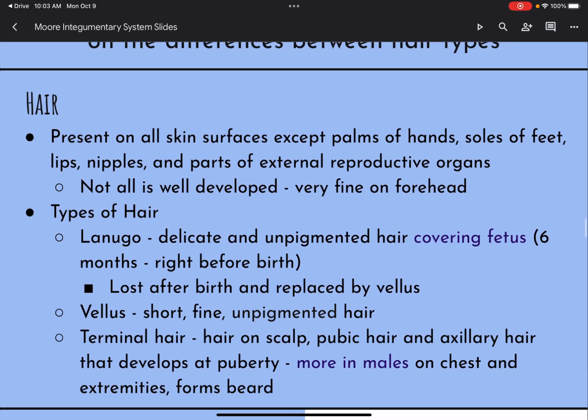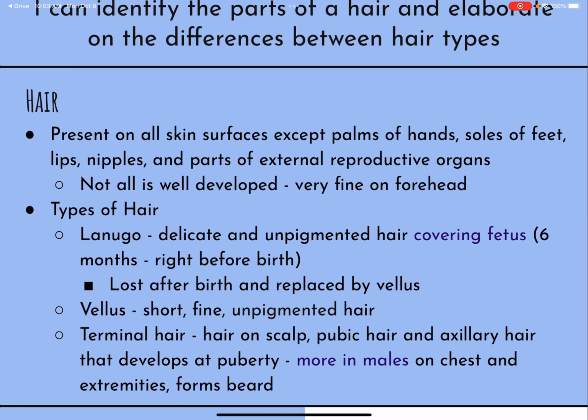So here we see it's going to be present on all surfaces except for just a couple: palms of our hands, soles of our feet, and then some of the external reproductive portions and our lips. You may be thinking, well, I don't have hair on my forehead or something like that, right? Even though in some areas it looks like we don't have hair there, you can't really feel it. It's not like you're shaving it. You do have hair follicles there, and it's just not very well developed. So even an area like your forehead does have hair present on it.